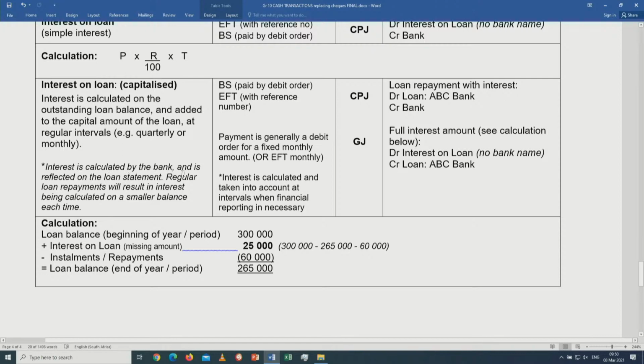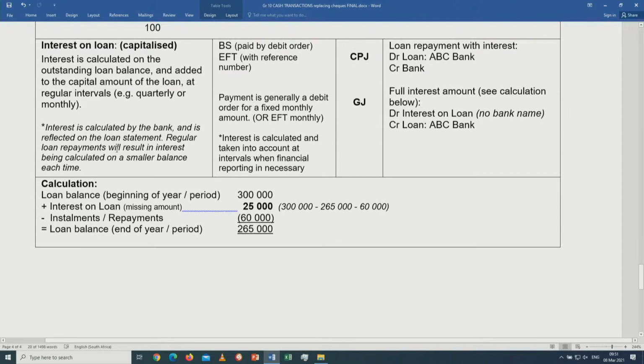Interest is calculated by the bank and it's reflected on the loan statement. Regular loan repayments will result in the interest being calculated on a smaller amount each time because it is capitalized. If you owe 2,000, you keep on paying interest. When it's about 1,000 rand, your interest will no longer be as much as when it was 3,000. Calculations will be like this.